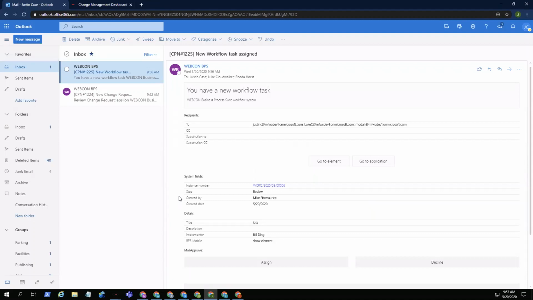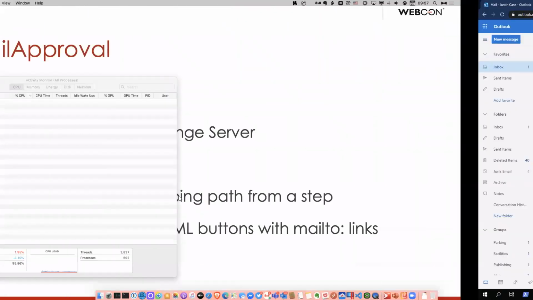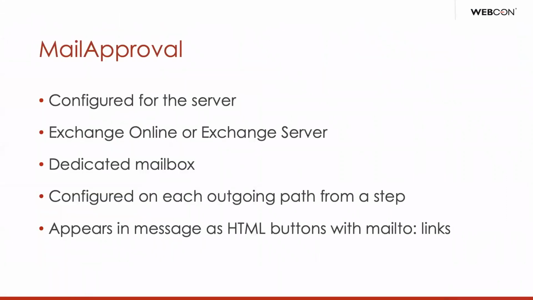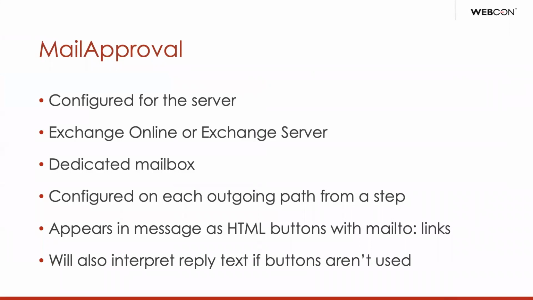I typed that extra stuff in so it would have comments. That's all there is to it. This will also interpret the reply text if the buttons aren't used. So had I simply clicked reply, that's fine. We still would have been okay. I just would have typed in any of those known text responses and we would have moved along normally. But the fact that there are buttons there that create automatic send to links or mail to links cuts down on a lot of typing and a lot of remembering what the acceptable terms are. You just click the button and you go. And that works even in plain text.